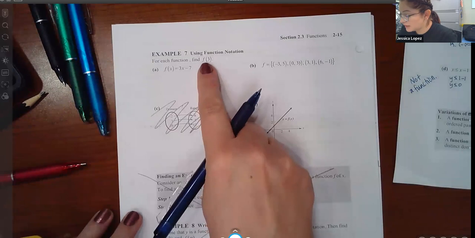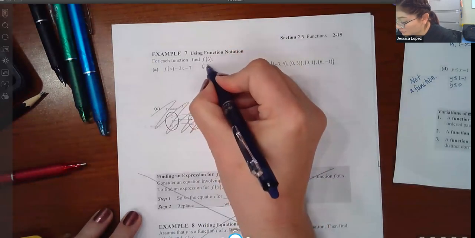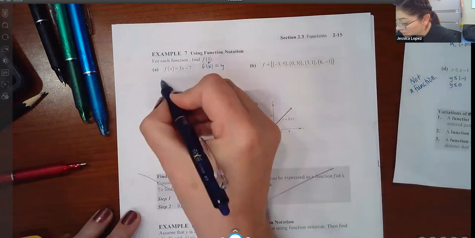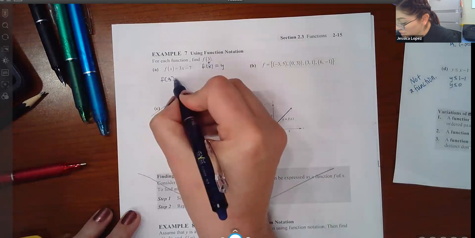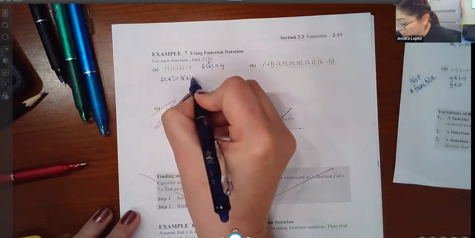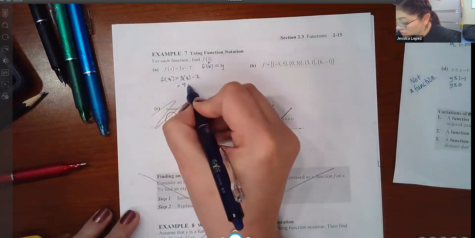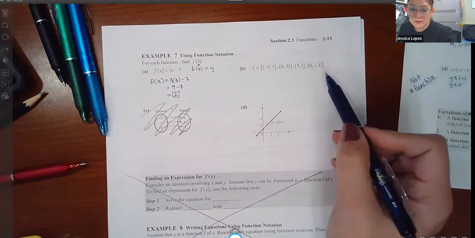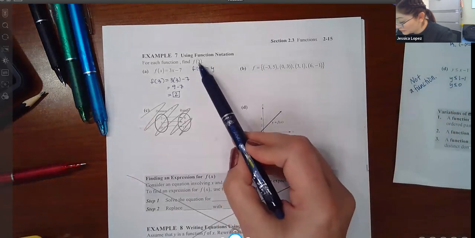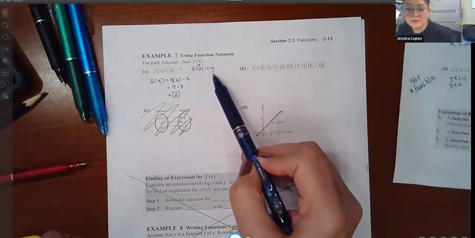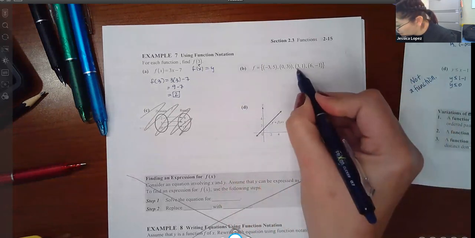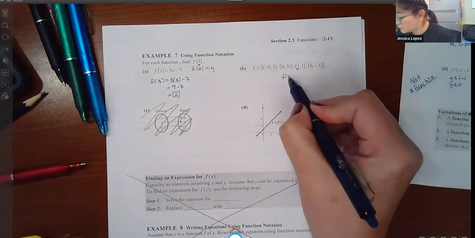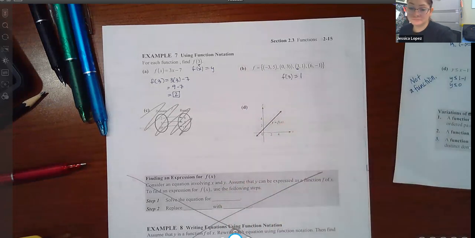So here it says find f of 3. Remember, f of x equals y. So the x value is this 3. If I want to find f of 3 in this function, I'm just plugging in 3. Multiply first, subtract last, I get 2. Here though, I know that the x value is 3, but what I want to know is the y value. Well, this is the point that has an x value of 3, and what is its y value? It's 1. So f of 3 is 1.